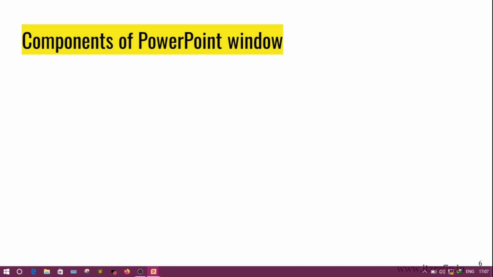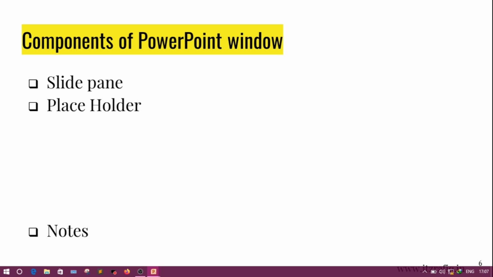Components of the PowerPoint window. When we open MS PowerPoint, we'll see different components. They are slide pane. Here we can see all the already created slides. Placeholder, some text box or some type of box where we can place objects, text, or some items like pictures, clip art, videos. This is known as placeholder, which can hold some items or objects. Notes, here we can write some notes for us only, not for the audience. Status bar, here we can see the page number and status of the presentation.